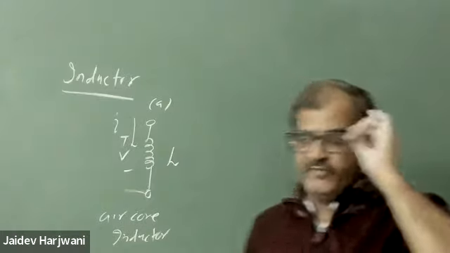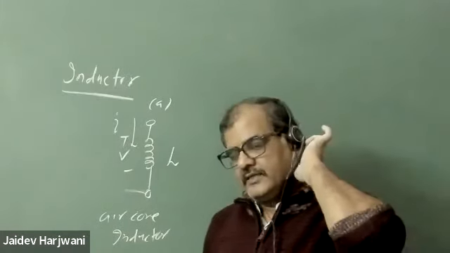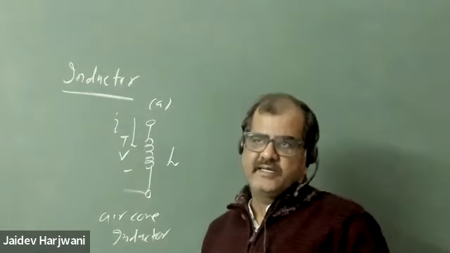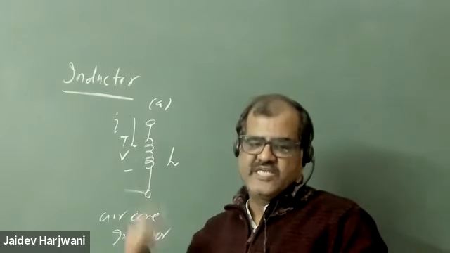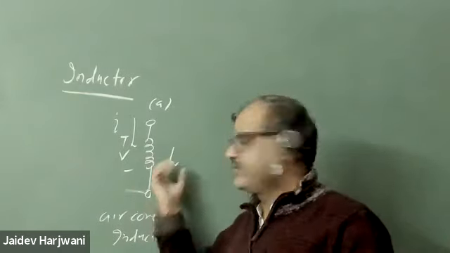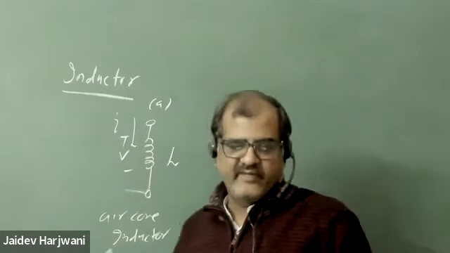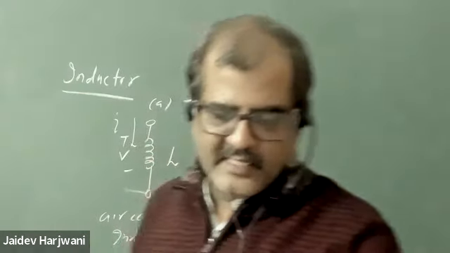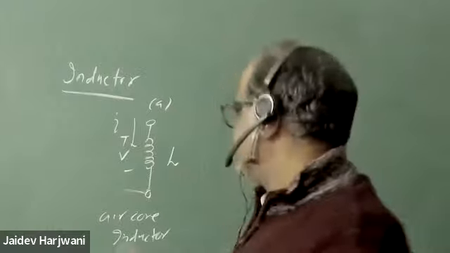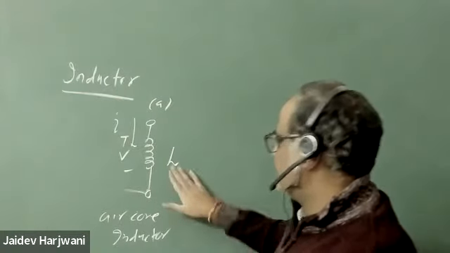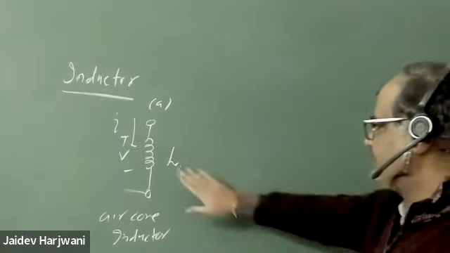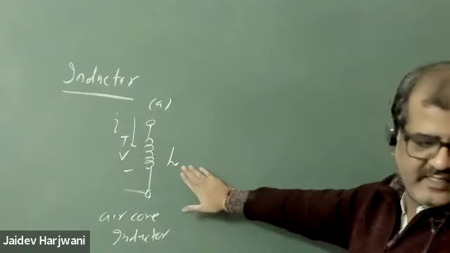Inductor, if you put an iron rod, that will enhance the inductance, and that will change with current. So your value is not constant. Those kinds of inductors we cannot deal with here in linear circuits. We are only dealing with inductors which are constant with time, or constant with current and voltage.